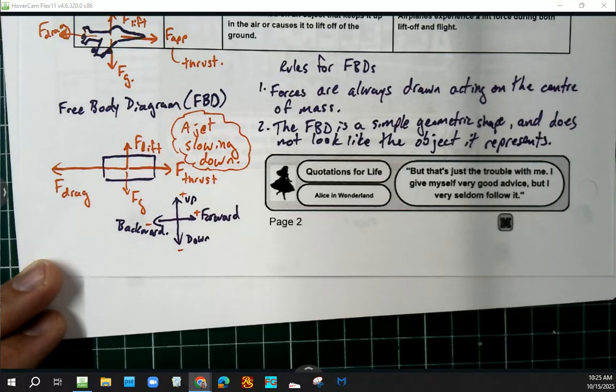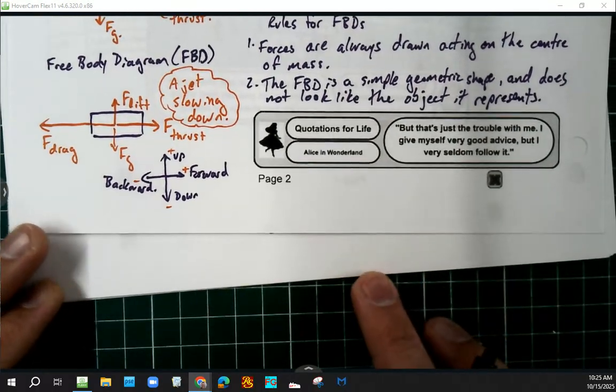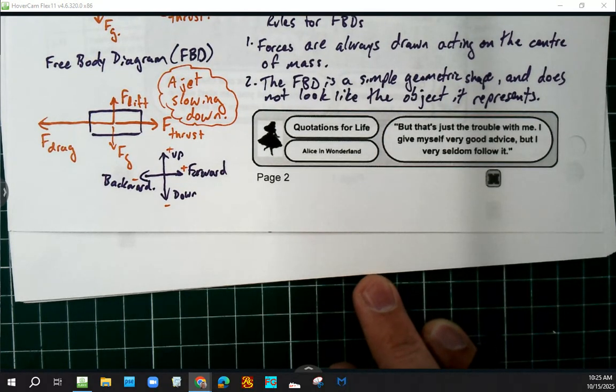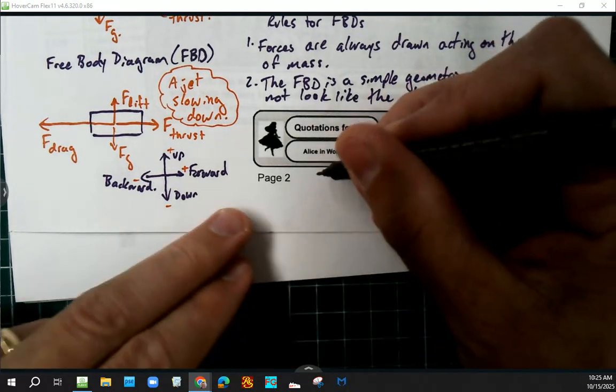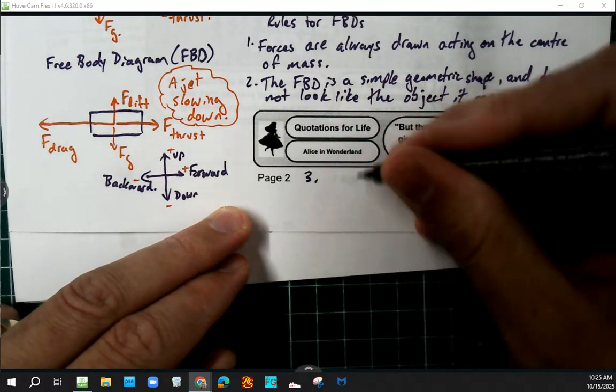I got Alice in Wonderland getting in the way here. I give myself good advice, but I very seldom follow it. So let's just make sure that we do follow these 3 rules of advice, okay? One more. I couldn't fit it in because of my layout. A reference frame is always needed.